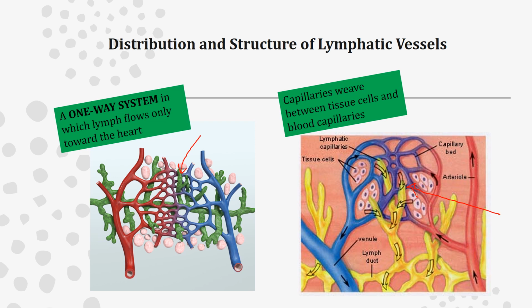And since the system lacks a pump, the returning of the fluid is very much dependent on active skeletal muscle movements that produce a kind of milking action to help fluid move, and also on the presence of valves within these vessels that help prevent any backflow and ensure lymph flows in a unidirectional manner.